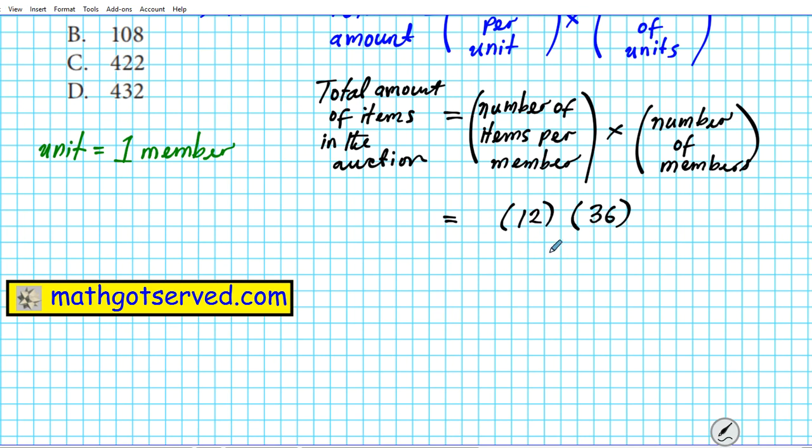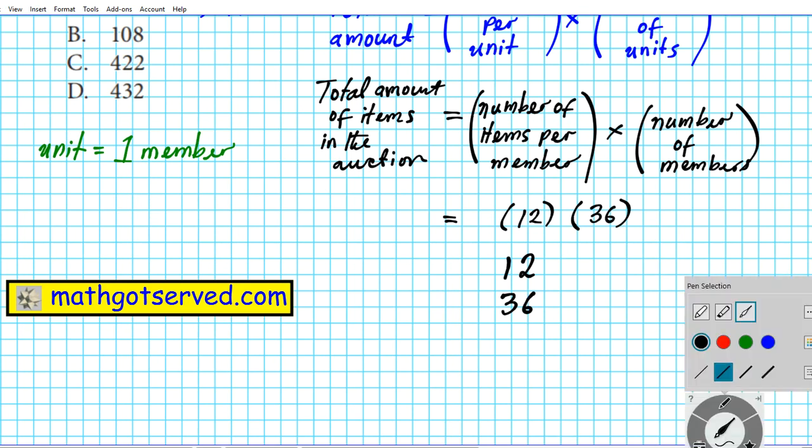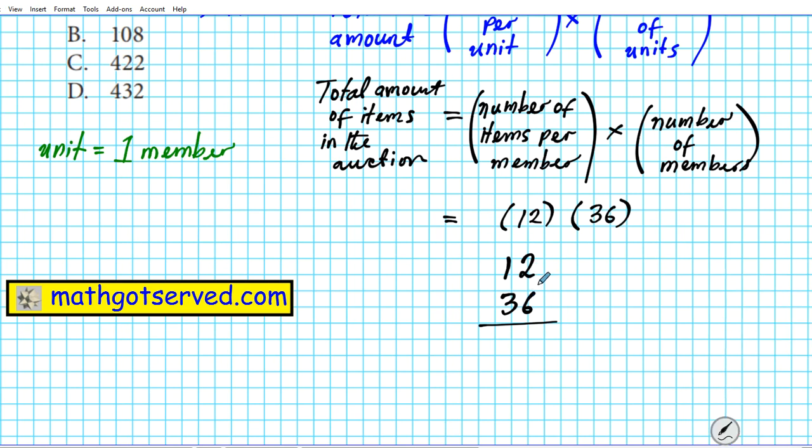So let's multiply this. This is two-digit multiplication by a two-digit number. So we have 12 times 36. When you're multiplying, of course, you want to align the numbers vertically. Ideally, the number with a higher number of digits will go on the top. Since they're the same, it doesn't matter how you orient the factors.